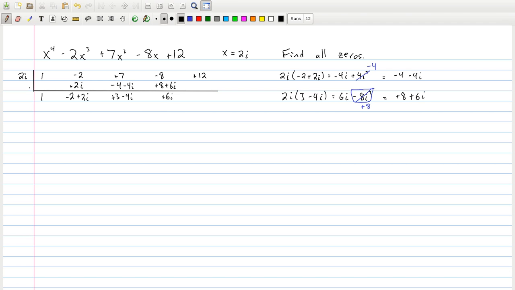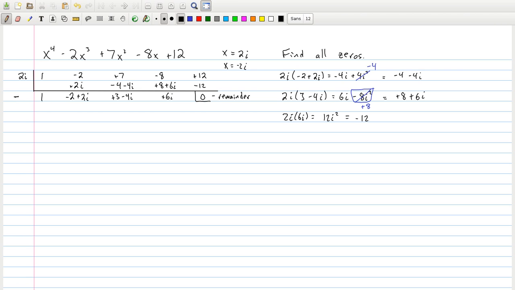And then we do one more multiplication. 2i times 6i. Multiplying these, we have 12i squared. But since i squared is negative 1, we can rewrite this as negative 12. We finally add these together and get 0 for our remainder. That confirms that x equals 2i is in fact a zero of this polynomial. Since all the coefficients are real, if x equals 2i is a root, then x equals negative 2i, its conjugate, must also be a root.